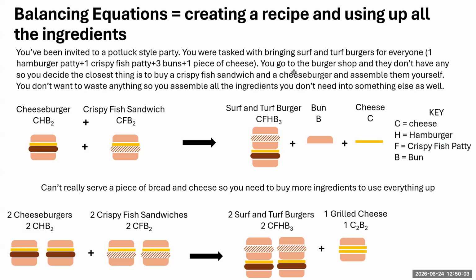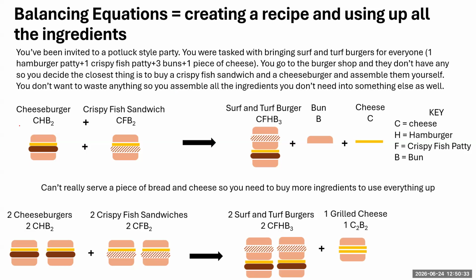Okay, you've been invited to a potluck style party. You were tasked with bringing surf and turf burgers for everyone: 1 hamburger patty, 1 crispy fish patty, 3 buns, and a piece of cheese, right? All right, so you go to a burger shop and they don't have any, so you decide the closest thing is to buy a crispy fish sandwich and a cheeseburger and assemble them yourself. You don't want to waste anything, so you assemble all the ingredients you don't need into something else as well.